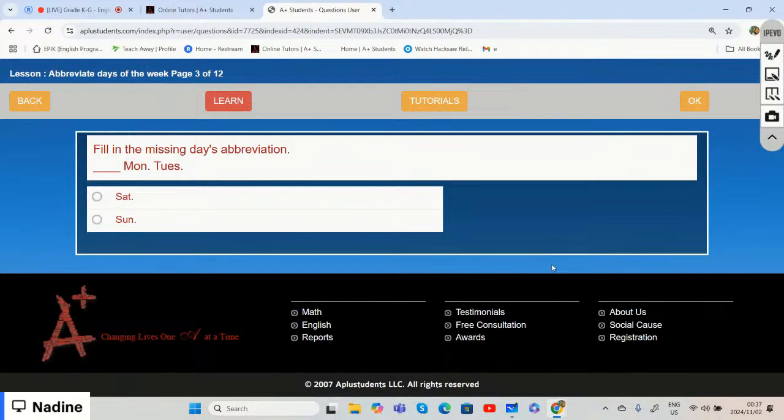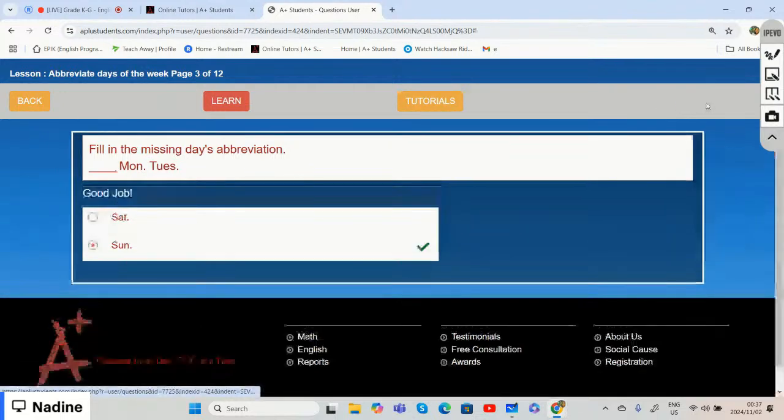All right. So, like we said, this is the same as abbreviating the days of the week. Yes, today is Friday. Tomorrow will be Saturday. Yes, Sunday, Monday, Tuesday.